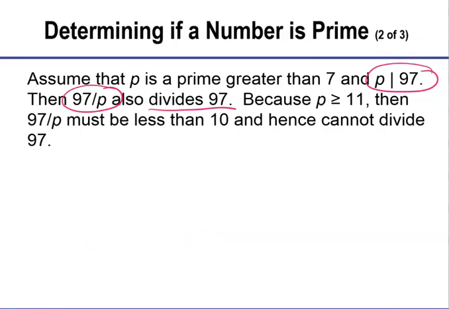Because P is greater than or equal to 11. Why do we know that? Because 11 is the next prime number after 7. So I know that because that prime number is bigger than 7, your prime number P has to be greater than or equal to 11. Okay, that means that when you take 97 and divide it by 11 or something even bigger, your answer is going to be less than 10. Right? But that's a contradiction because we found all the prime numbers less than 10. We checked them all and none of them divided 97.